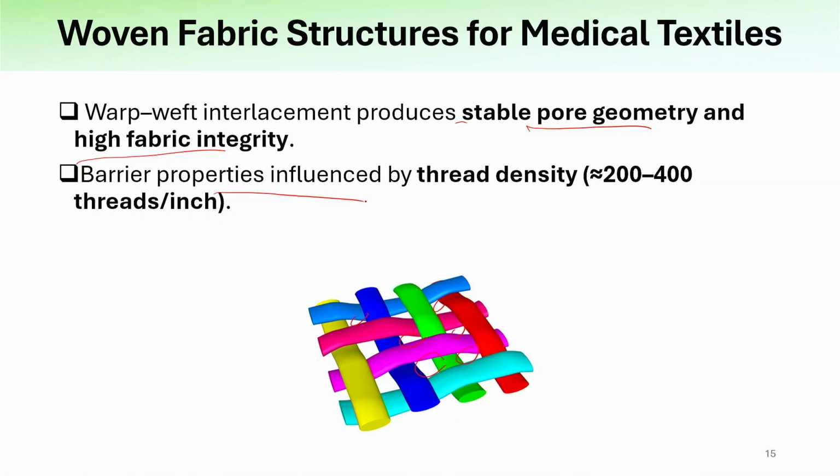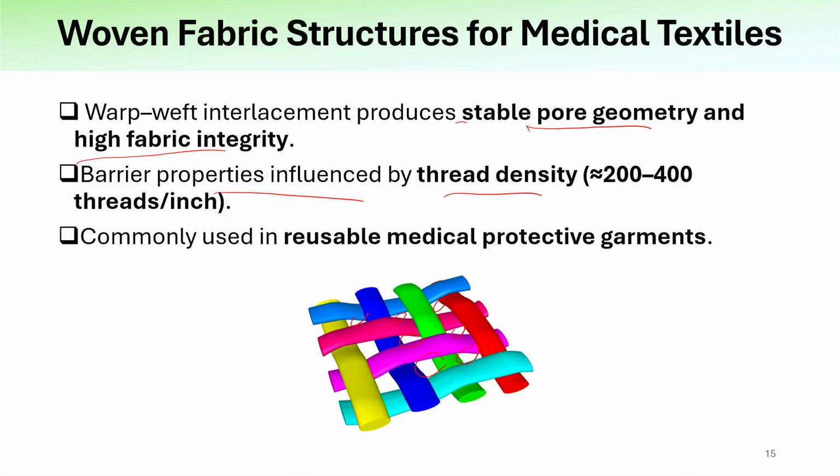So, barrier properties are influenced by thread density. If we increase the thread density, the fabric will be more compact, the pore space will be less, so the barrier property will be enhanced. They are commonly used in reusable medical protective garments. Woven fabrics are basically used for reusable purposes, so that we can use them repeatedly, but non-wovens are normally used for disposable medical textiles.